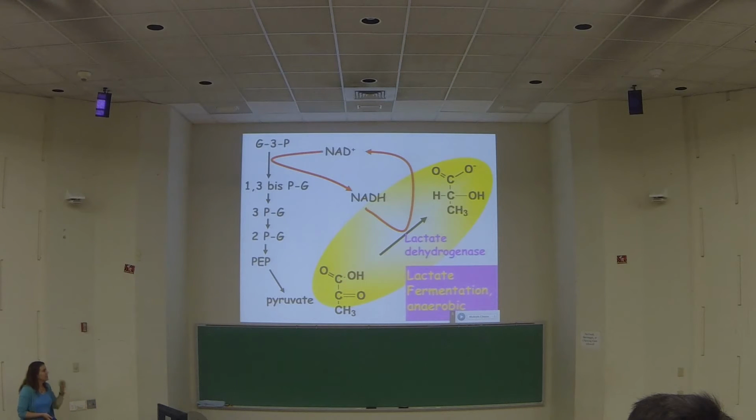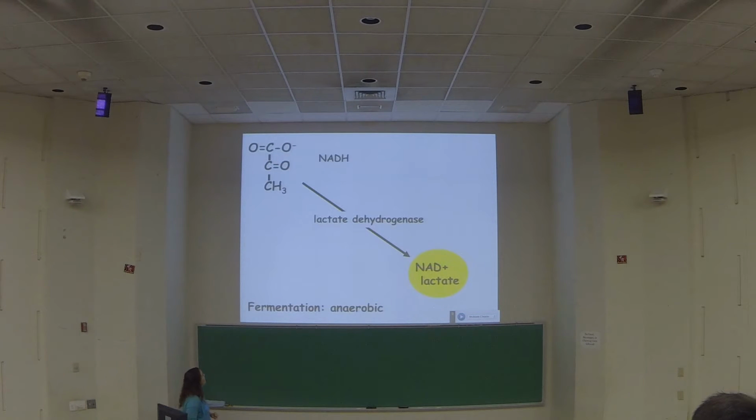So the first one is lactate fermentation. The enzyme lactate dehydrogenase. All right, so here is our pyruvate. We're picking up that hydrogen onto that pyruvate to regenerate that NAD+. So at the end of glycolysis, we have pyruvate and NADH. We can go through the lactate fermentation pathway to generate NAD+ and lactate. This is the sort of thing that happens in your muscles.